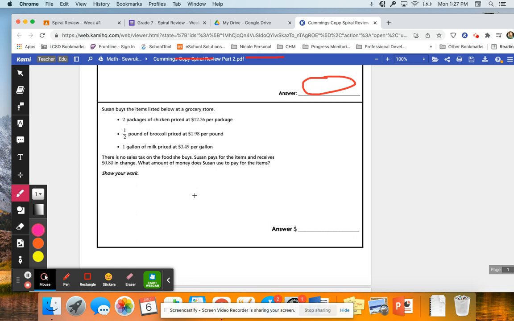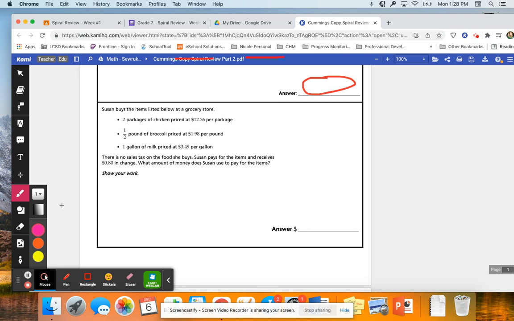All right, and the last one here says Susan buys the items listed below at a grocery store. She buys 2 packages of chicken priced at $12.36 per package. She buys a half a pound of broccoli priced at $1.98 per pound, and she buys 1 gallon of milk priced at $3.49 per gallon. There's no sales tax on the food she buys. Susan pays for the items and receives 80 cents in change. What amount of money does Susan use to pay for the items?